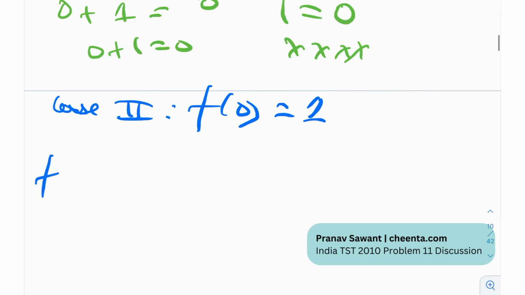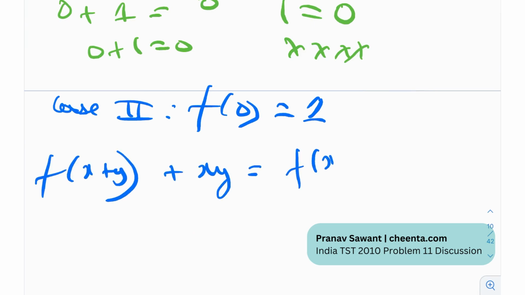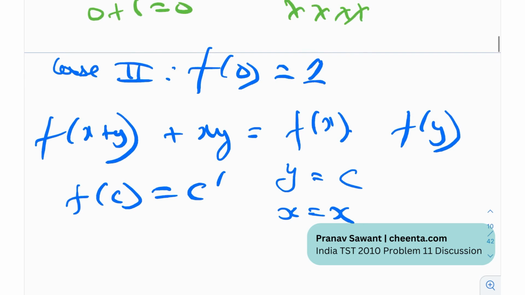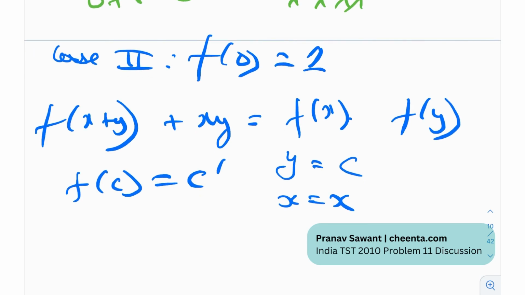The given equation was f of x plus y plus xy is equal to f of x times f of y. So whenever you have f of c is equal to c prime, where c and c prime are two constants, then maybe you can put y is equal to c and x equal to x. This is one of the ways to go about it, because you know the value of f of c. You can just plug in c for y and x for x to try and generate some terms purely in x.